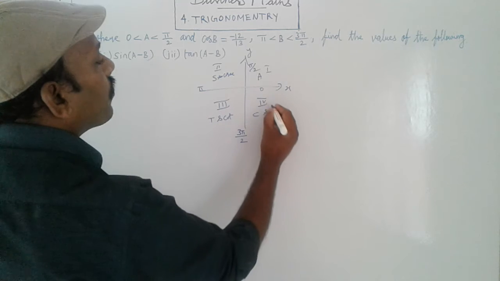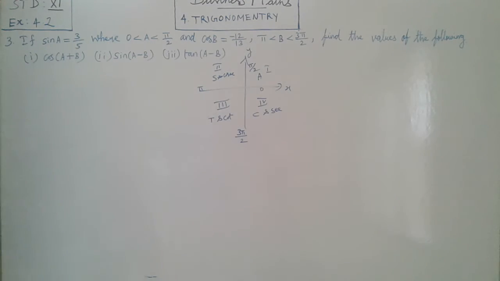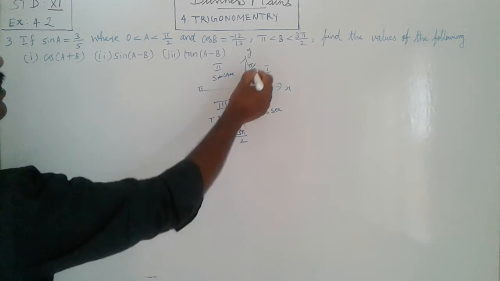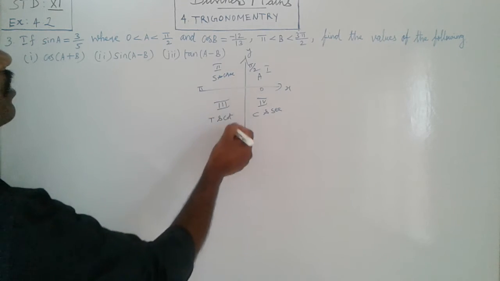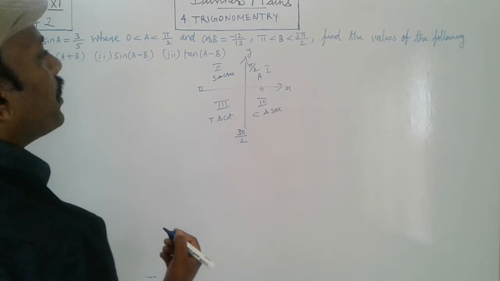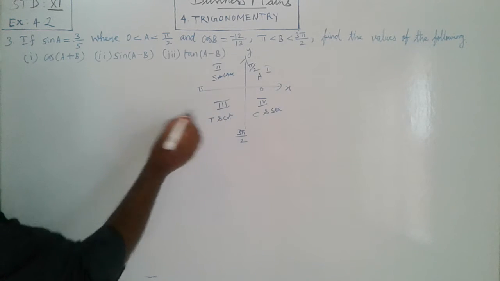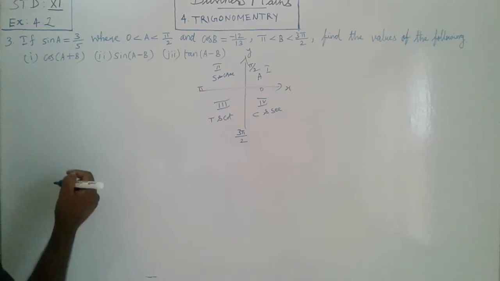Cos and secant are positive, other ratios are negative in the fourth quadrant. The first, A, is in the first quadrant. Next, B is in the third quadrant, pi to 3 pi divided by 2. In this quadrant, only tan and cot are positive; sine and cos are negative values.